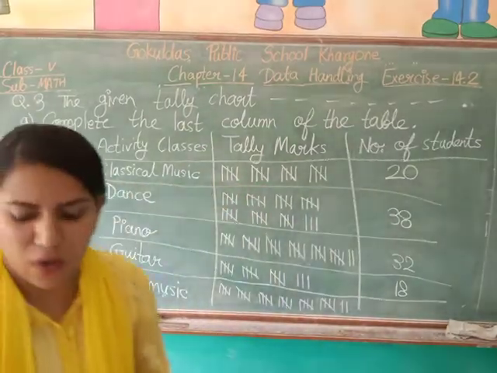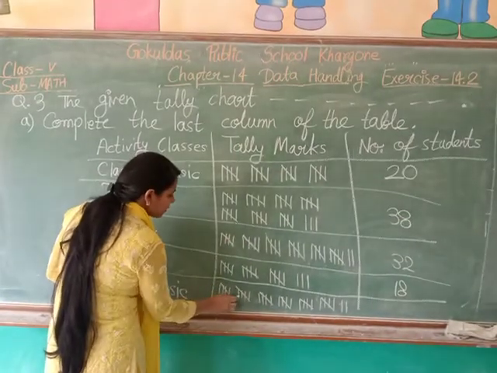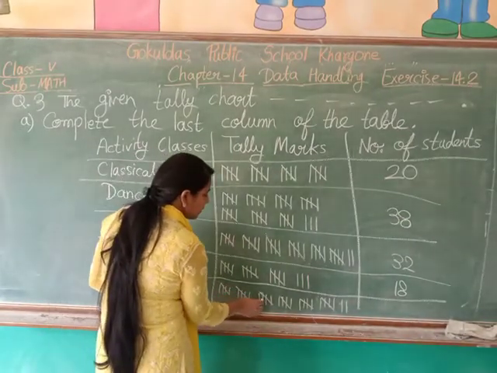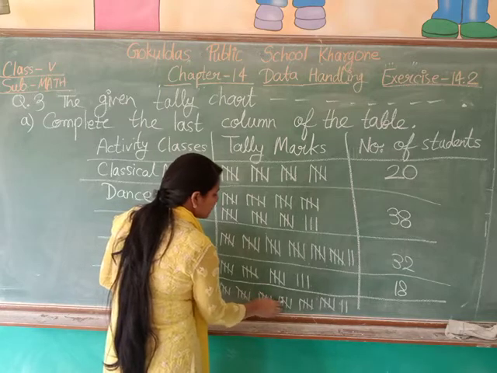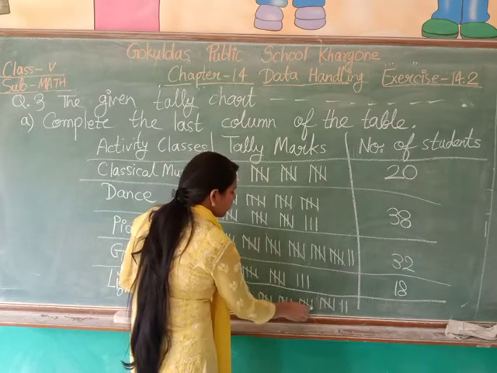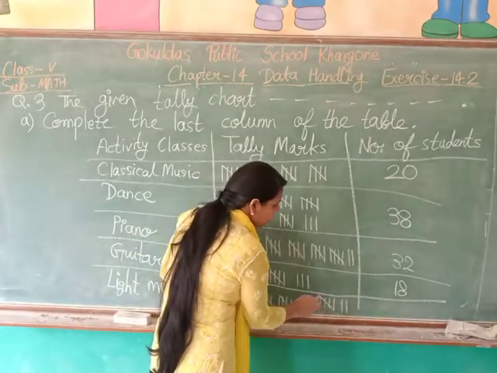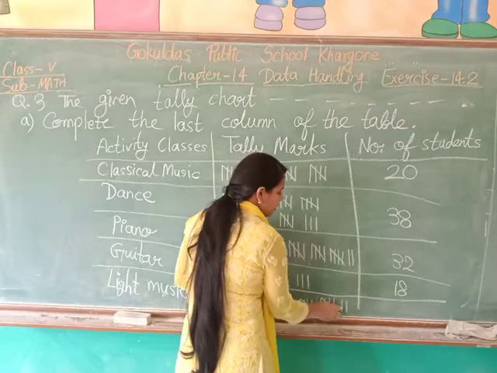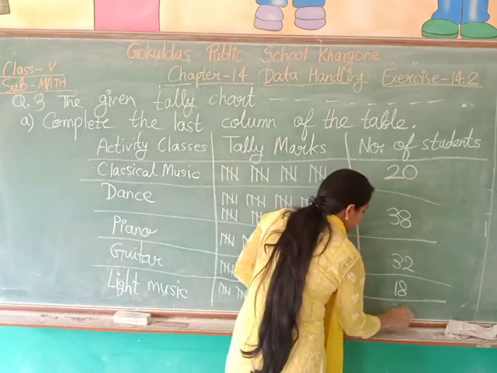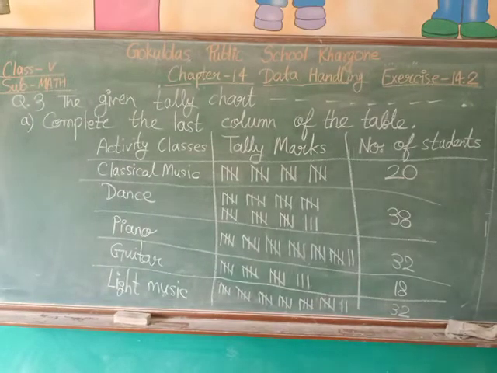Okay, so now count the number of sticks here. 1, 2, 3, 4, 5, 6, 7, 8, 9, 10, 11, 12, 13, 14, 15, 16, 17, 18, 19, 20, 21, 22, 23, 24, 25, 26, 27, 28, 29 and 30, 31, 32. So this is how we complete question number A.